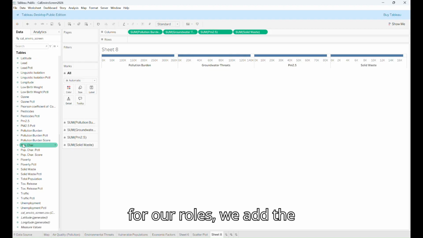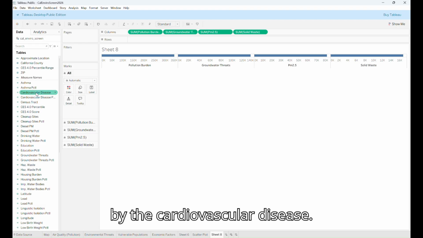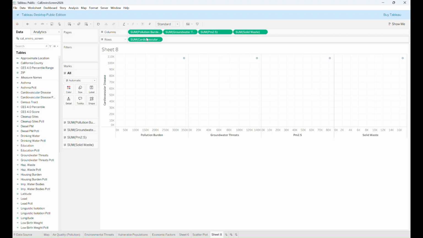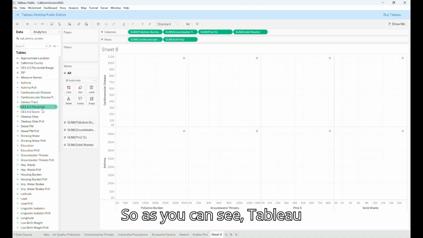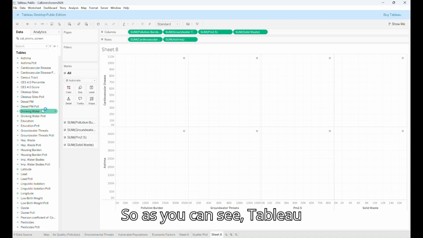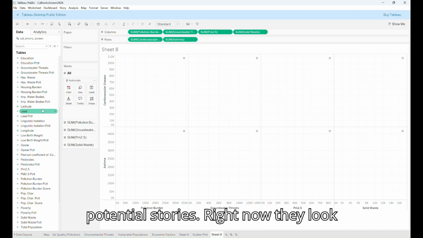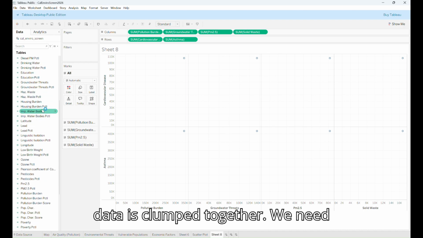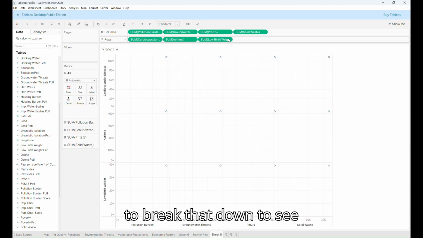Next, for our rows, we add the health outcomes. We're going to start with cardiovascular disease, then asthma, and then low birth weight. As you can see, Tableau immediately creates a matrix of 12 potential stories. Right now, they look like single lines because the data is clumped together. We need to break that down to see the truth.